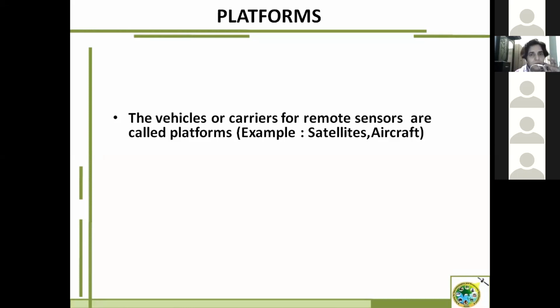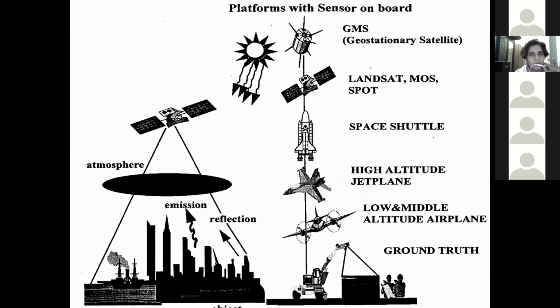Basically, this is a general example. Different platforms are basically the locations of the sensors dealing with remote sensing. They can be geostationary satellites, SPOT or Landsat satellites, space shuttles, or high altitude jet planes.